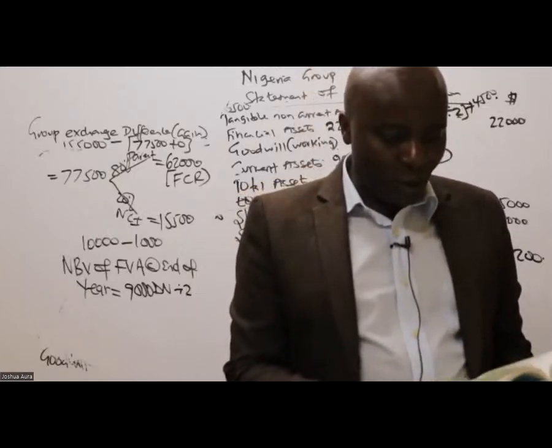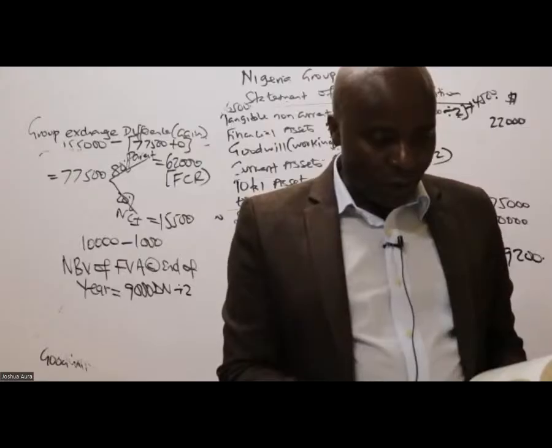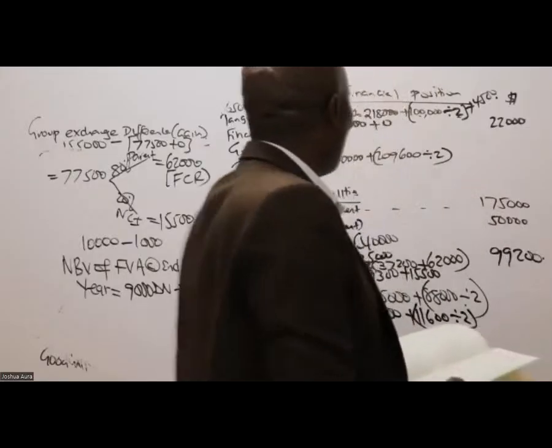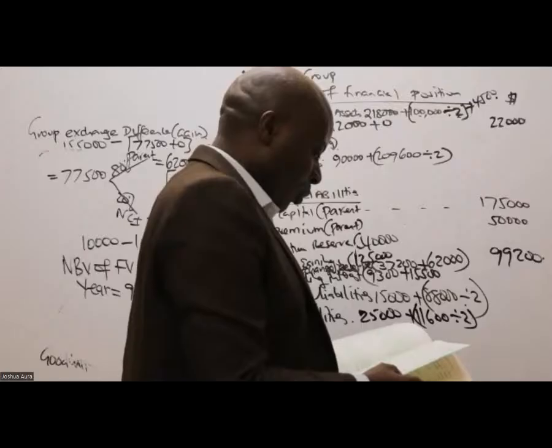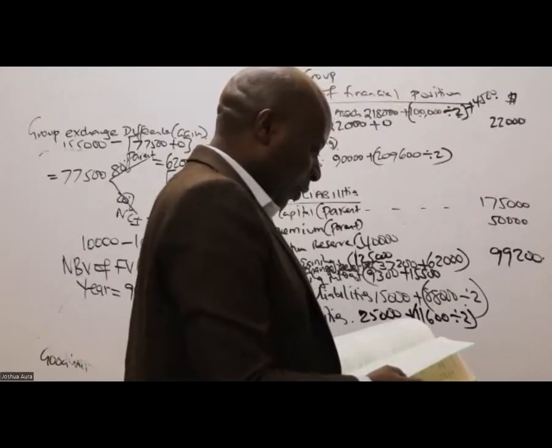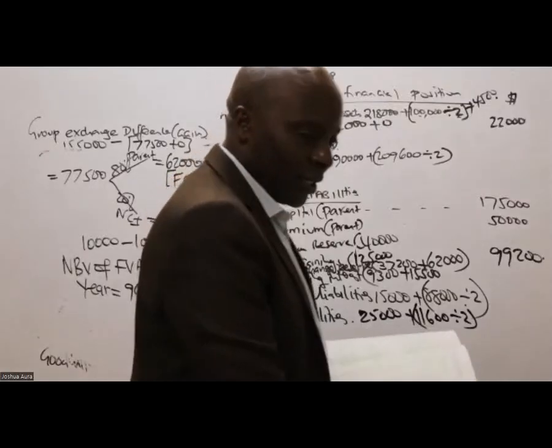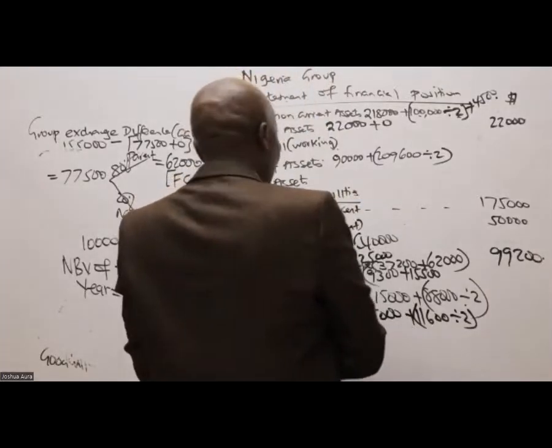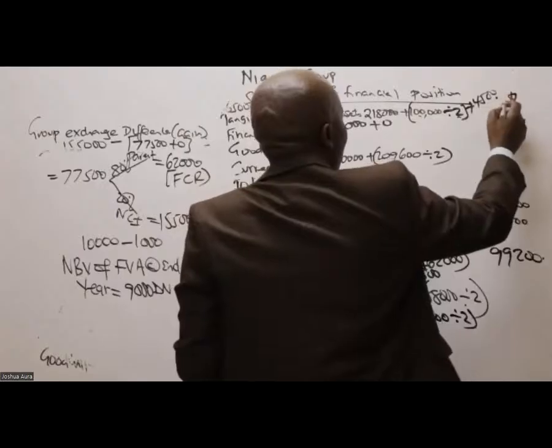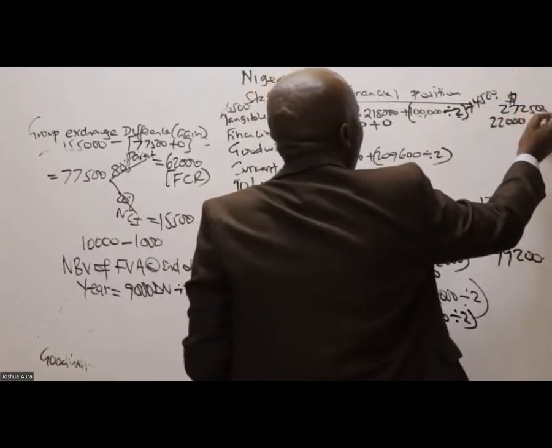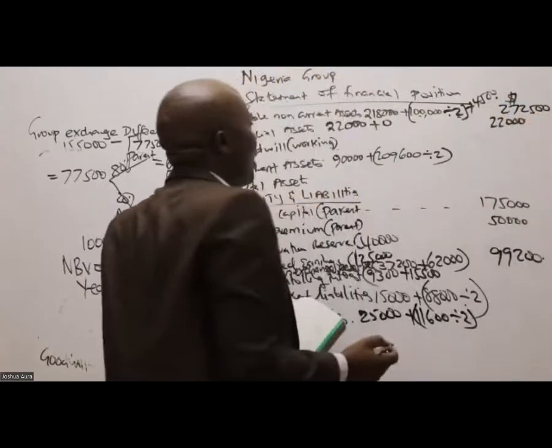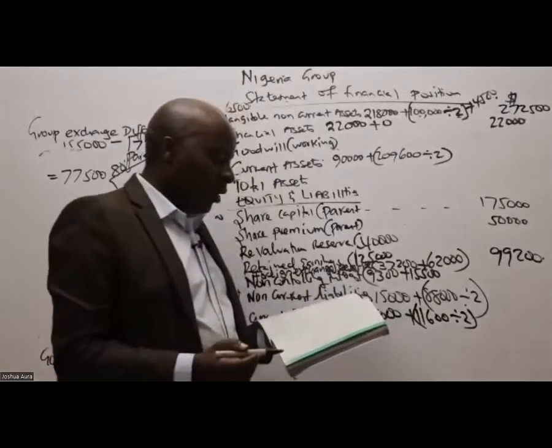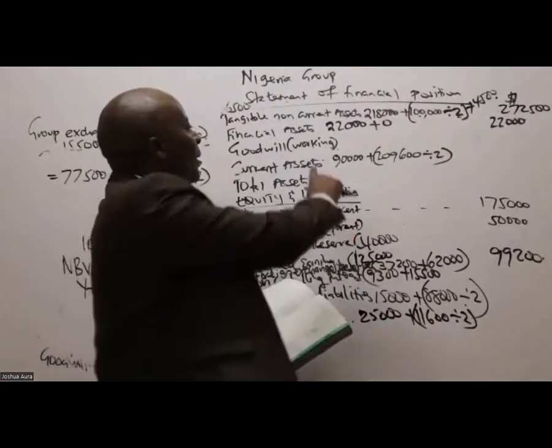272,500, they're giving me, right? 272,500. Hebu tuende polepole hapa, 272,500. Tuende polepole hapo kwanza. Tuende polepole kabisa hapa, nipatieni goodwill.